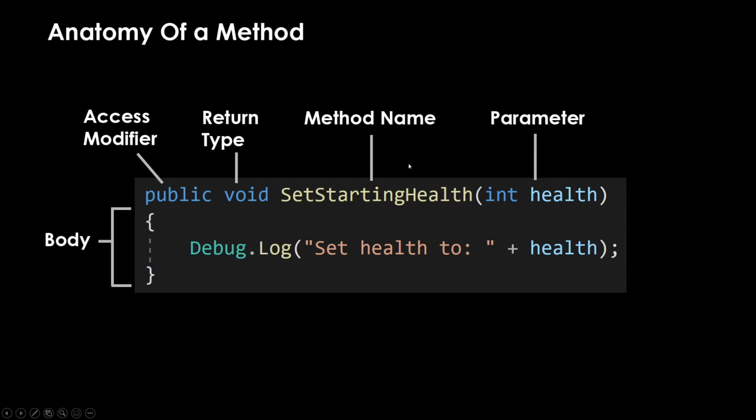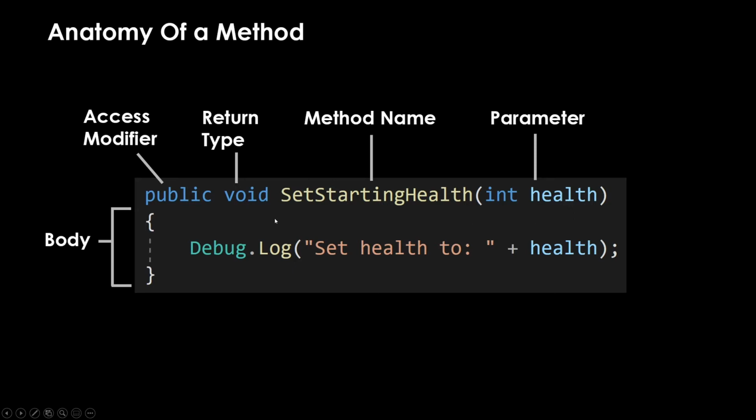So let's take a look at the syntax of utilizing a method. The first thing that you may see is an access modifier. We haven't really gotten into these quite yet, but private, public, protected, and whatever else, these are going to determine which classes can actually access this method. So you may see something like that, or maybe nothing at all. You could leave that off and just have void SetStartingHealth. You'll see that a lot too.